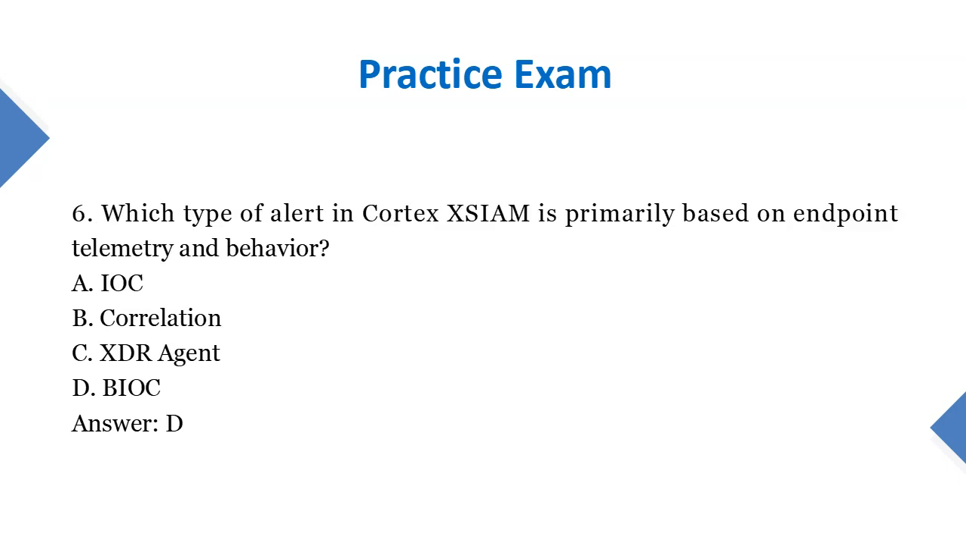6. Which type of alert in Cortex XSIAM is primarily based on endpoint telemetry and behavior? A. IOC. B. Correlation. C. XDR agent. D. BIOC. Answer: D.